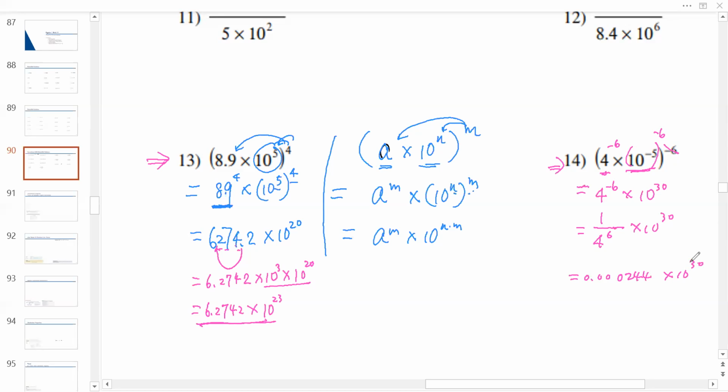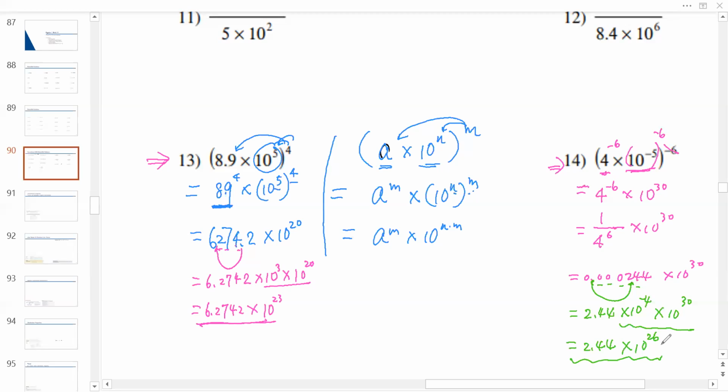The important thing here is that we need to change this one. We need to move the decimal to here, so it becomes 2.44. How many places do we move? 1, 2, 3, 4. So it's 2.44 times 10 to the power -4, moving to the right, and 10 to the power 30 doesn't change. Since they are basically the same base, we add the exponents, and the sum of them became 26. So that's it.